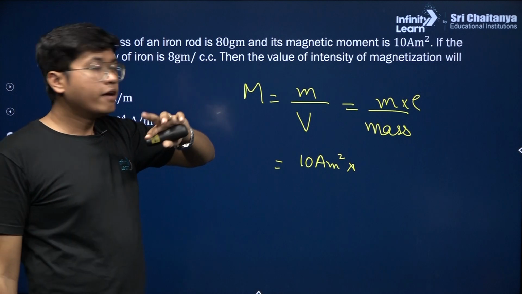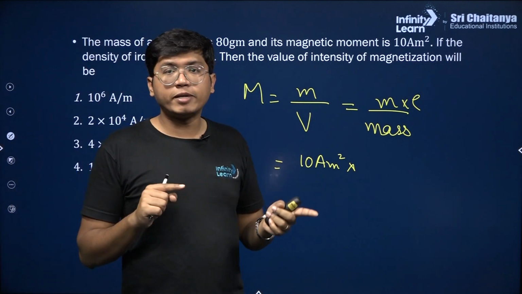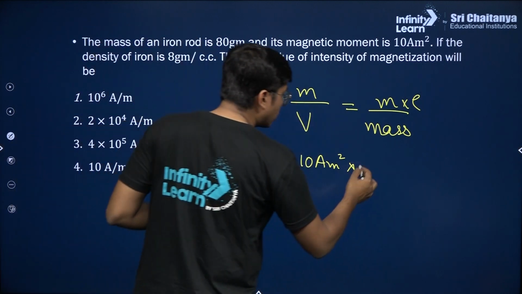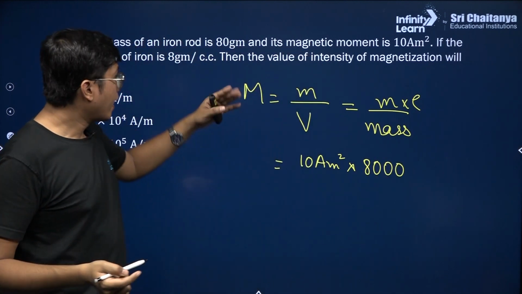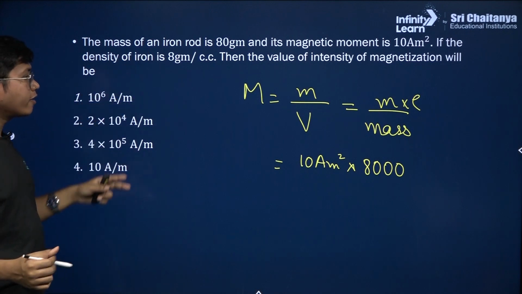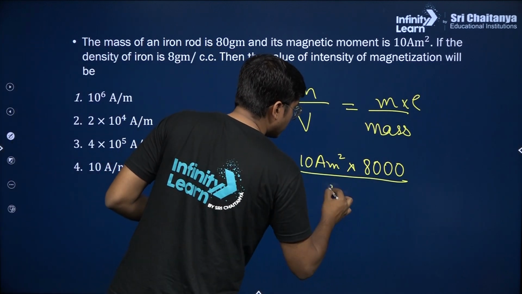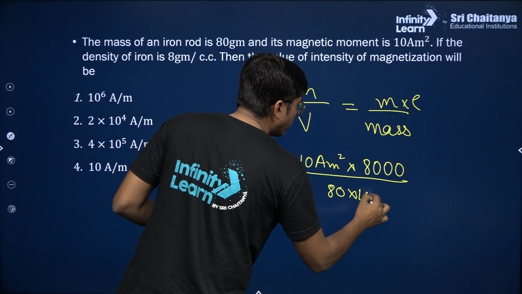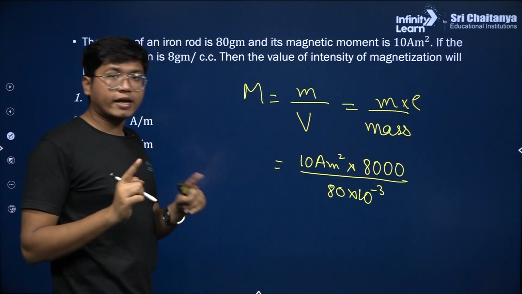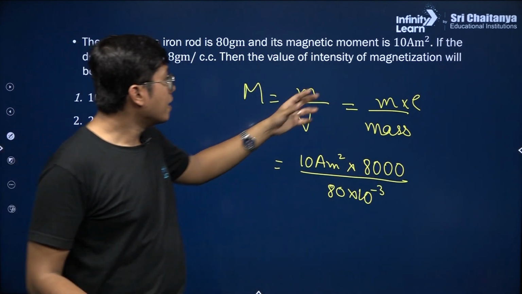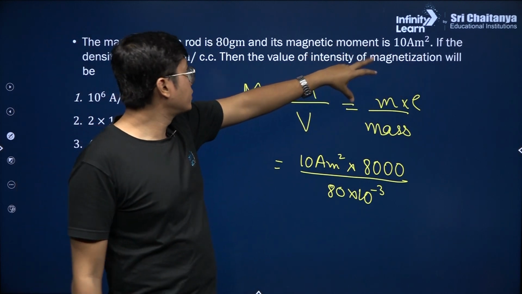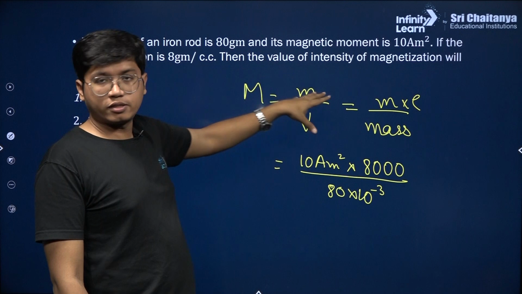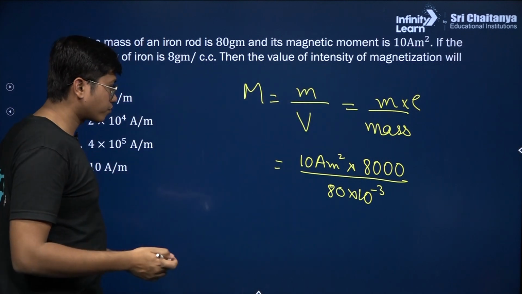8 gram per cc, we have to convert to SI, that is kg per meter cube. So this is going to become 8,000 kg per meter cube. And down below you have the mass, which is 80 gram, which would become 80 into 10 to the power minus 3 kgs. Again, convert everything to SI unit. Why? Because this is in SI units. So either you have to convert everything from there to the CGS or keep it as is. That is a safer option.